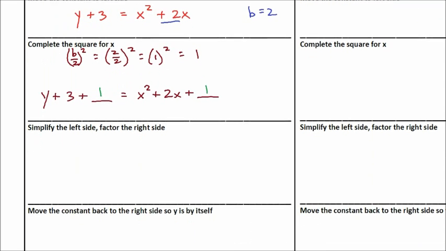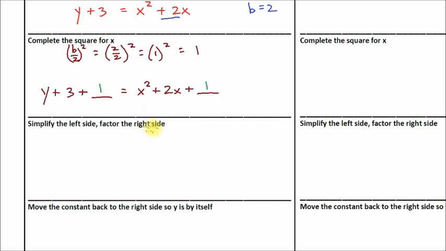All right, next one. Simplify the left side, factor the right side. We've got common terms here, 3 and 1. 3 plus 1 is 4, so the left side is going to be y plus 4. And then on the right side, in order to factor, we're now going to use the formula b over 2.